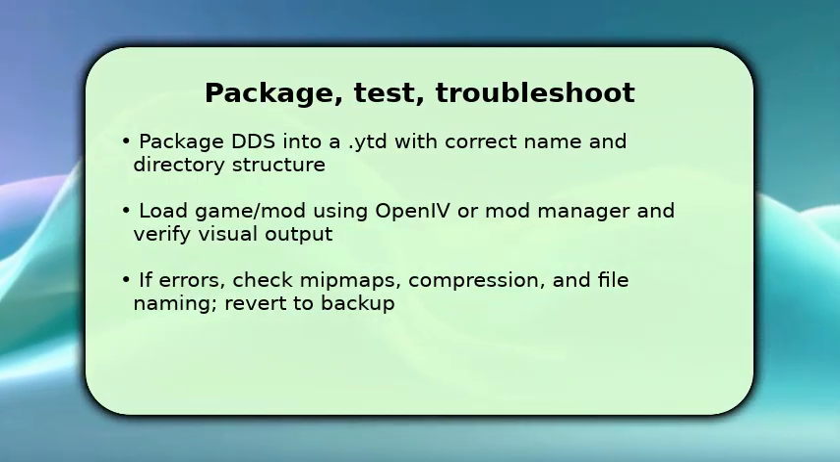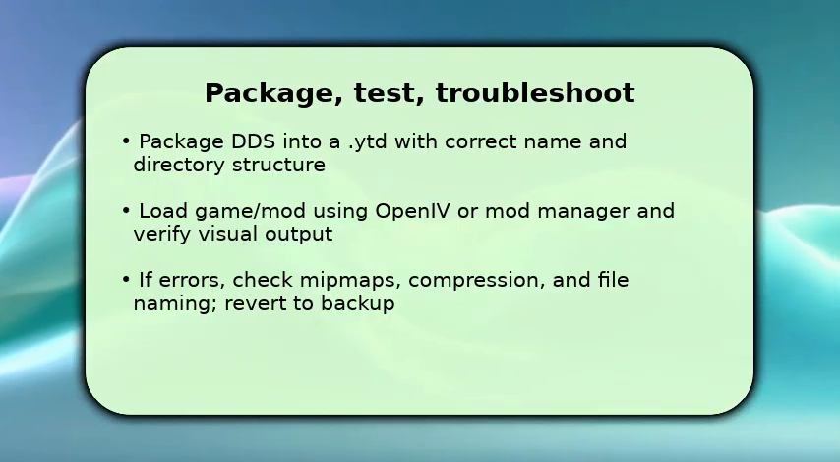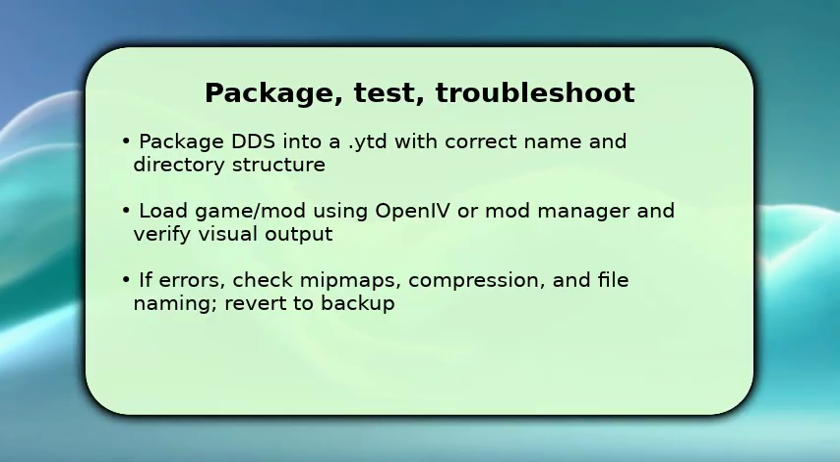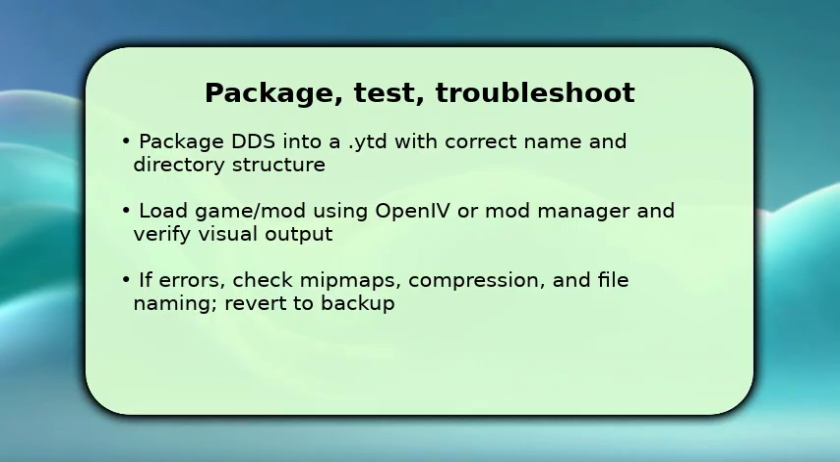Use the tool to create or replace the YTD file, match the internal texture name, and place it in the correct folder. Once packaged, load the game or mod and inspect the texture in context. Look for artifacts, alpha issues, or size mismatches.